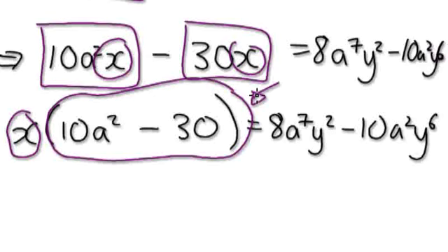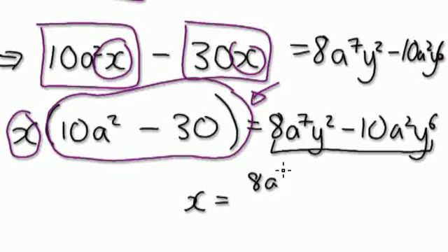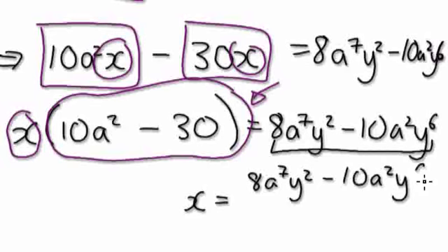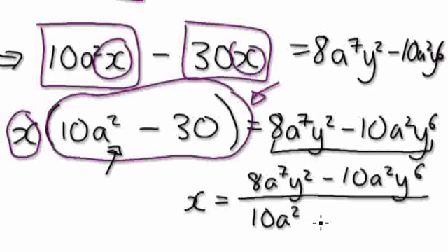So let's divide both sides by this big bubble here. So on this side, it will be x. On this side, well, let's take the whole lot down first. 8a to the power of 7 y squared minus 10a squared y to the power of 6, and then divided by, remember you're dividing both sides by this bubble here, 10a squared minus 30. Okay, so now you're done. So x equals this. Done.